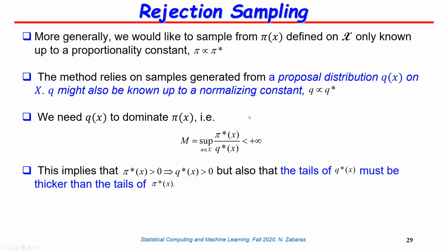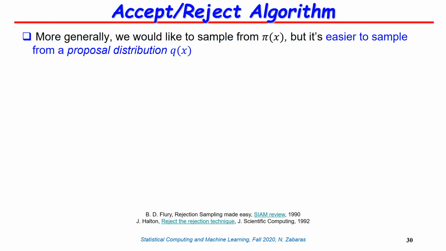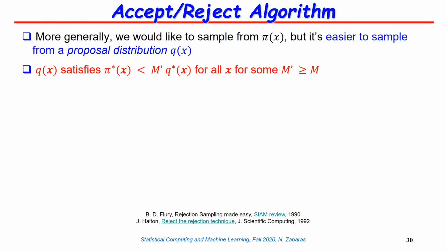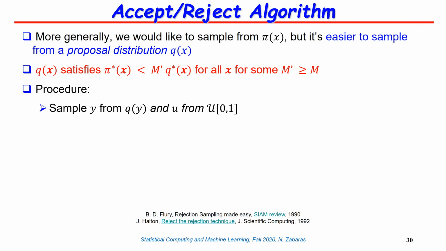Okay, so what's the algorithm, and how does it work? So here's the algorithm. We want to sample from pi, but it's easier to sample from q. So what I'm going to do is start as follows. I'm going to take a sample from the distribution q of y, and afterwards I'm going to take a sample from the uniform distribution from 0 to 1. So y is a sample from q of y, and u is a sample from the uniform distribution.